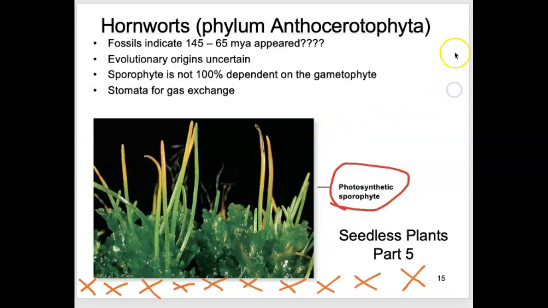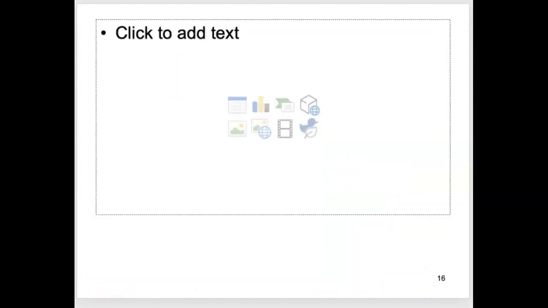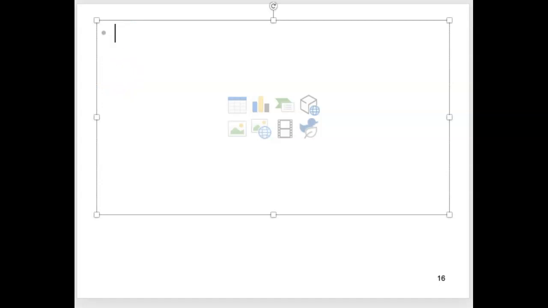Okay, so welcome to part 5 on the seedless plants here. In the first 4 parts we covered the evolutionary history of plants, but we also looked at that broad category we called the bryophytes and looked at the liverworts, the mosses, and the hornworts. So collectively, when you think about those 3 groups, here's just a general way to organize them.